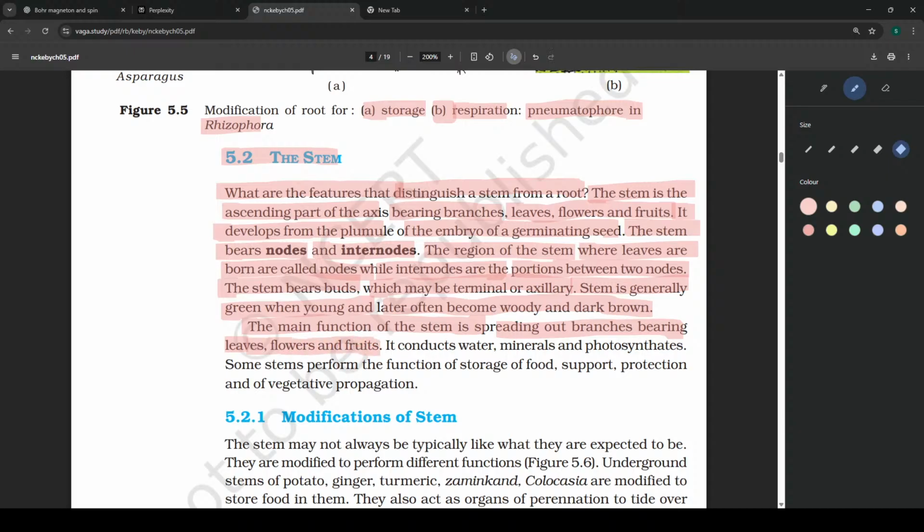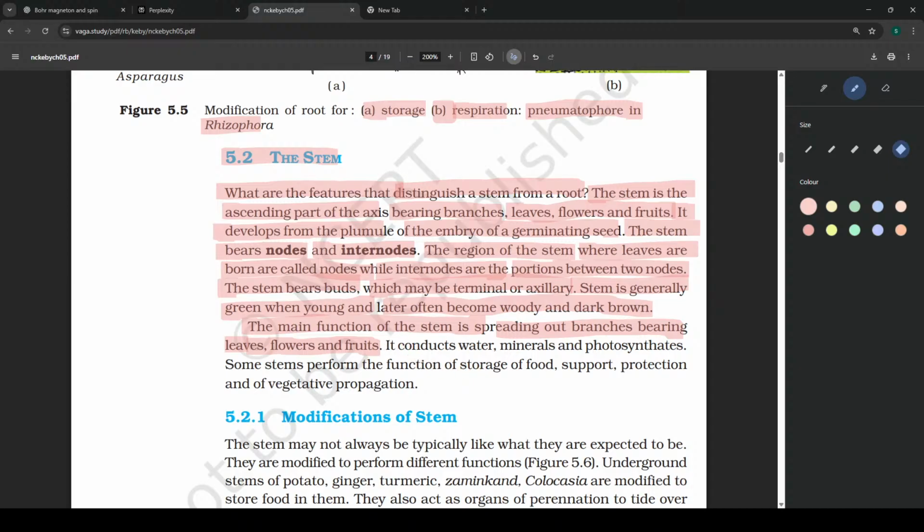What is the main function of the stem? The main function of the stem is spreading out branches bearing leaves, flowers, and fruits. As for why? Leaves, as it can better facilitate photosynthesis to catch more sunlight. For flowers and fruits, maybe to aid in easier pollination, and fruits maybe for easier dispersal of seeds, etc.